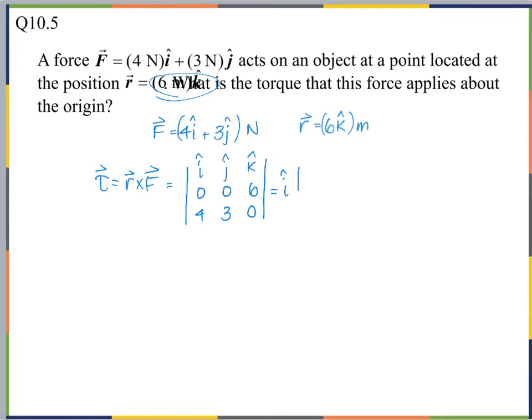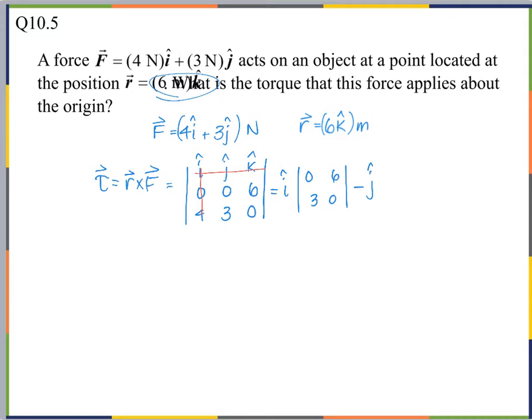Now remember that we expanded about the top row, and the way that we figure out what the matrix is that goes by each unit vector is we would eliminate the row and column that that unit vector is in. The remaining 4 elements are going to be the elements that make up the matrix that's multiplied by that unit vector. So for the i hat, it would be 0 and 6, 3 and 0.